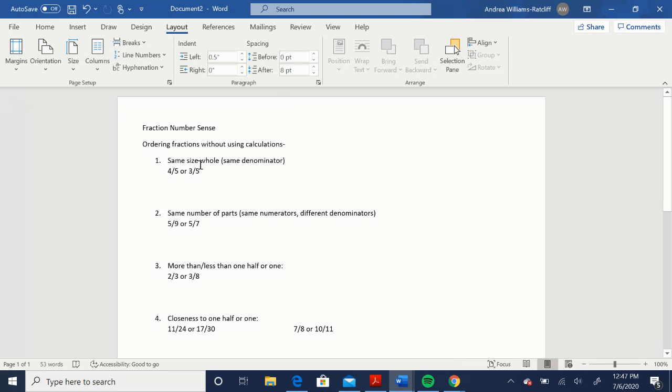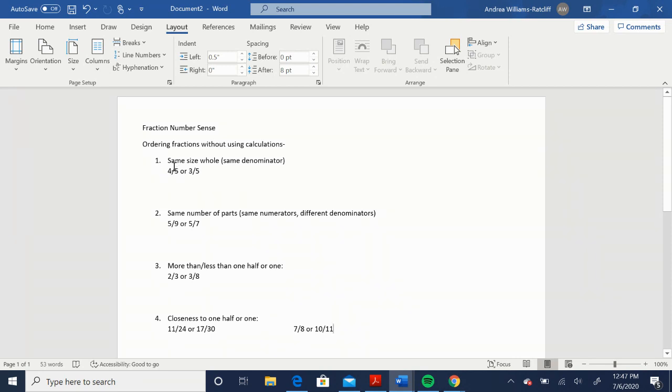It's when we have the same size whole or we have the same denominator. Now how do we know this? The denominator, remember, tells us the worth. When we're looking at a fraction, we really have to think of it as 2 parts of one value. The top number is our numerator. It does the counting. It tells us how many parts we have, whereas the denominator focuses on the worth or the size of each one of the parts.